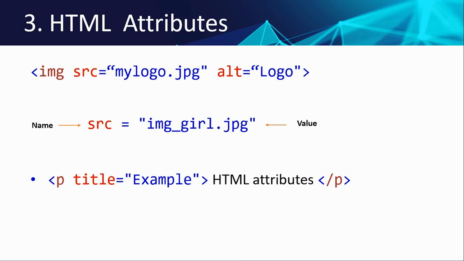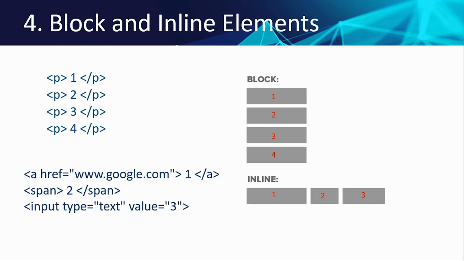Now let's dive in and see what block and inline elements are. All HTML elements are divided into two groups, block and inline elements. A block element always starts on a new line and takes the full screen width available. On the other side, an inline element does not start on a new line and only takes as much width as necessary, allowing other elements to be on the same line with it.